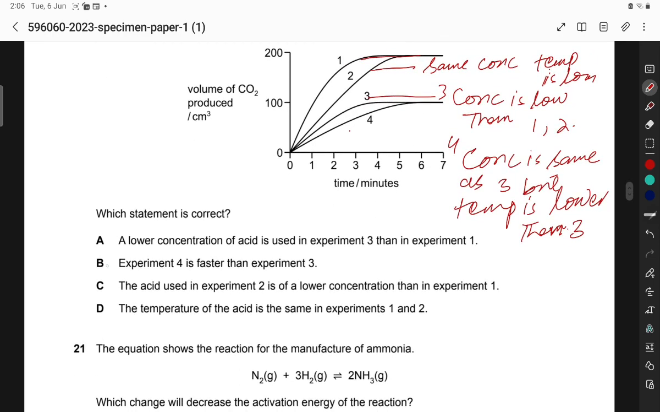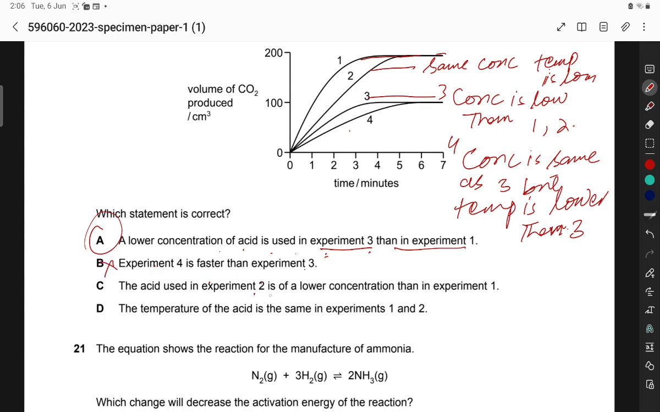So which statement is correct? A lower concentration of acid is used in experiment 3 than in 1. Yes, this is correct. So different moles are produced in experiment 1, but over here less mole is produced, less product is formed. So lower concentration of acid is used in experiment 3 than in experiment 1. Experiment 4 is faster than experiment 3. No, this is incorrect. Experiment 3 is faster.